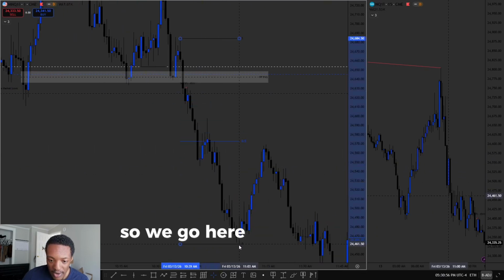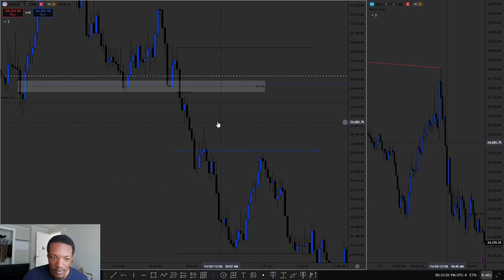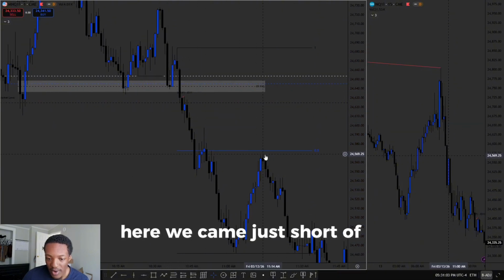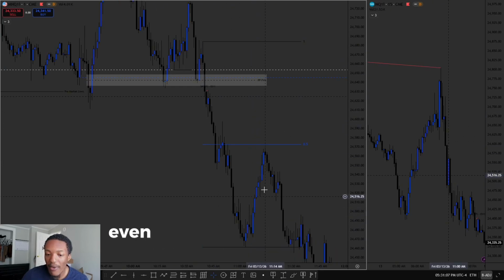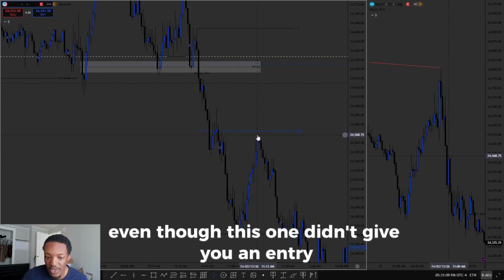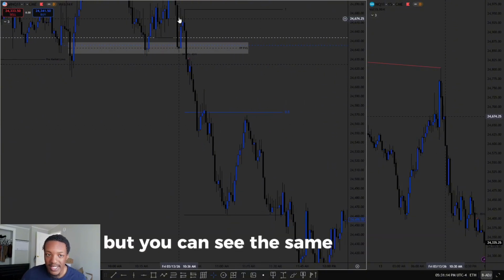So we go here, get that proper retracement. Here we came just short of an actual retracement. So even here, you can see the same concept playing out, even though this one didn't give you an entry because we never allowed ourselves to tap into the premium. But you can see the same concept.